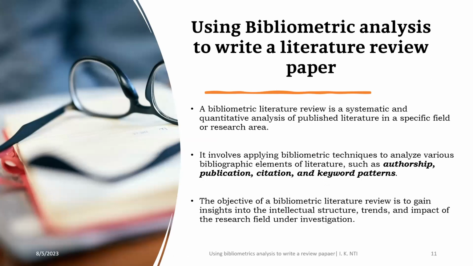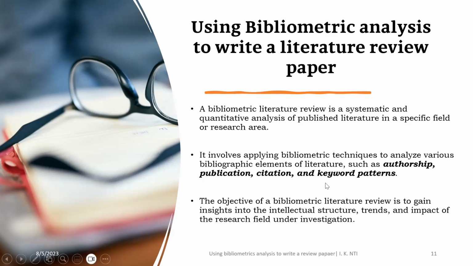So, using bibliometric analysis to write a literature review. How do we use bibliometric analysis to write a literature review? We say that a bibliometric literature review is a systematic and quantitative analysis of published literature. It is a systematic process because there are laid down procedures that need to be followed. You need to gather your keywords. You need to search your database. You need to filter the papers, screen the papers. So once those processes are done, we can also say that bibliometric analysis is a systematic and quantitative process of analyzing literature.